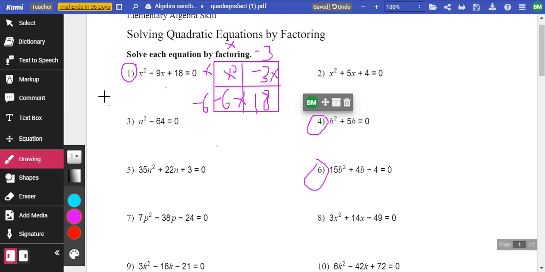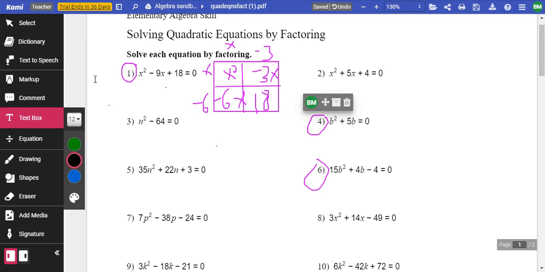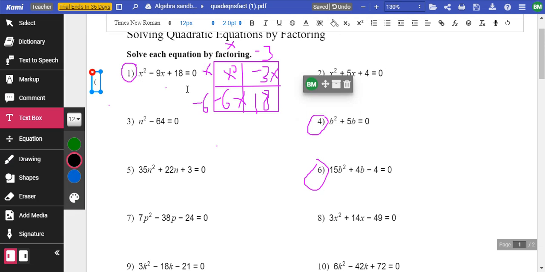So we're going to take that information on the outside and put them as x minus 3 and x minus 6. They equal 0. Notice that that 0 is there. So since they equal 0, we can set each one equal to 0. x minus 3 equals 0 and x minus 6 equals 0. And then we just add them to the other side. So if we add 3 to both sides, we get x equals 3, and x equals 6 because we add the 6 to each side.